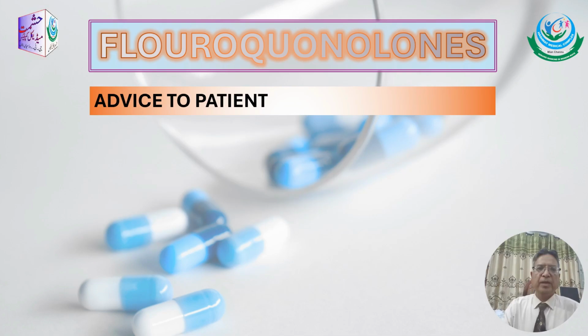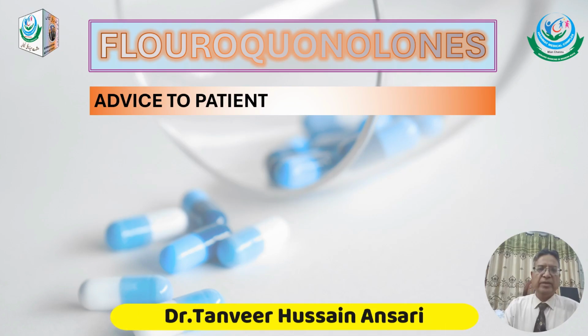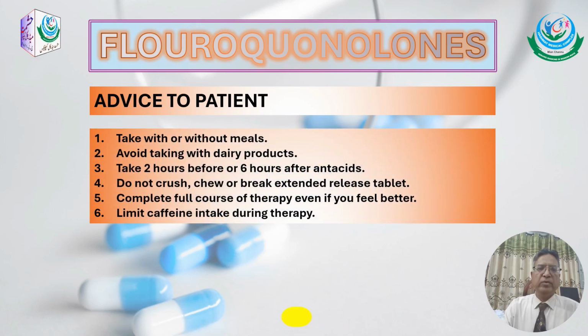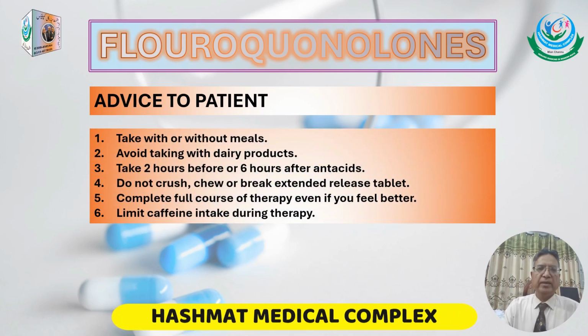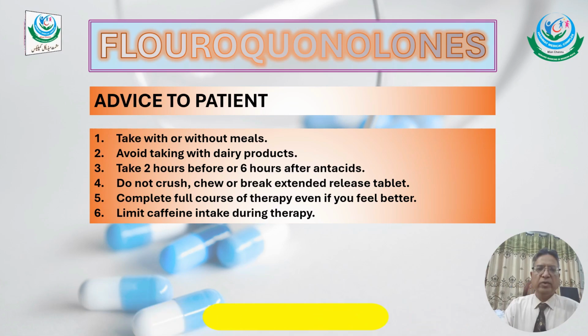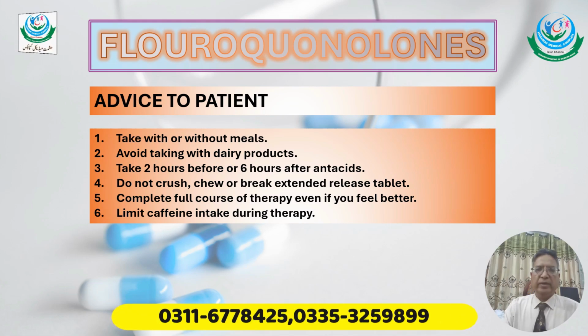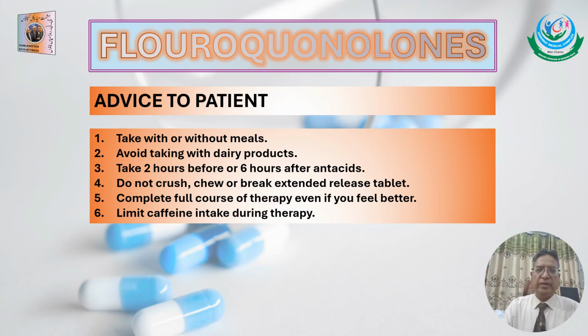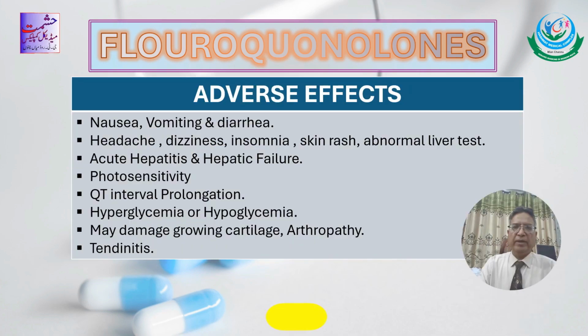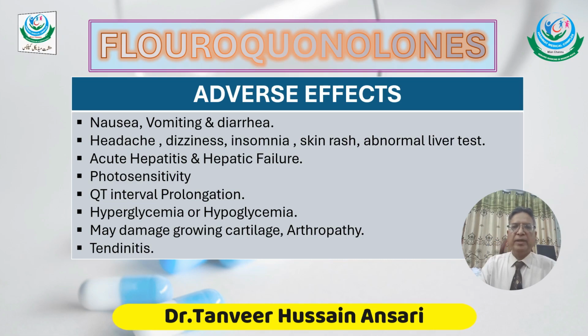In patients with a history of seizures, myasthenia gravis, acute myocardial infarction, and QT interval prolongation, drugs should be prescribed cautiously. While using these drugs, the patient should be advised that they can be taken with or without meals, avoid taking these drugs with dairy products, and take these drugs 2 hours before or 6 hours after antacids. While using enteric coated tablets of these drugs, do not crush or chew these tablets. A full course of antibiotic therapy should be completed even if the patient is feeling better, and use of caffeine should be limited while using this group of antibiotics.